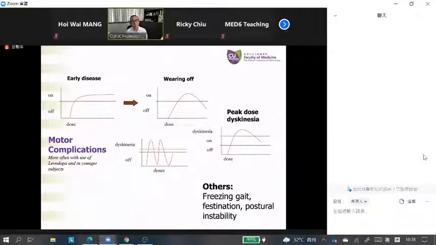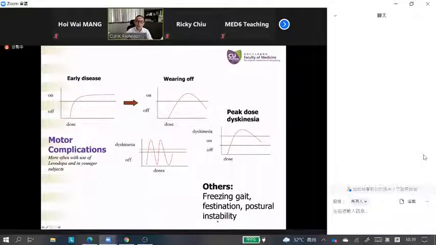It will remind the patient to take the second dose, and the symptoms subside. Okay, with the disease more advanced, the patient may develop peak dose dyskinesia, chorea-like movement. So eventually, the patient may develop this swinging, on with dyskinesia and then off, on and off, on and off. So this is what we call the motor complications.